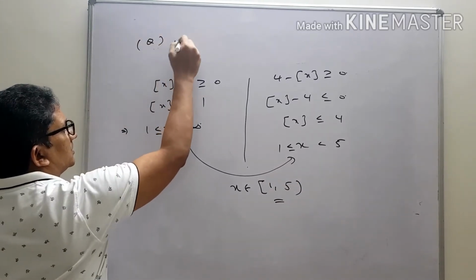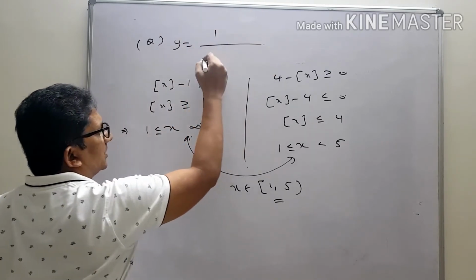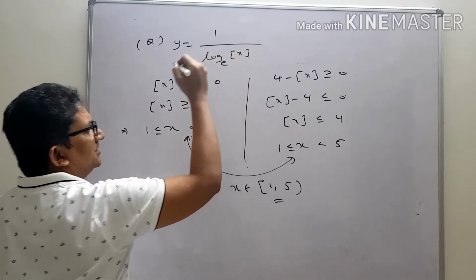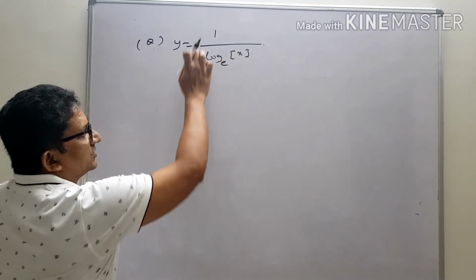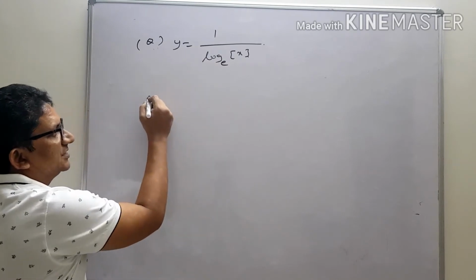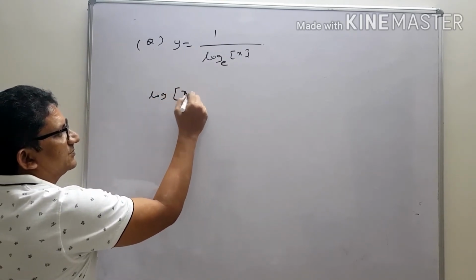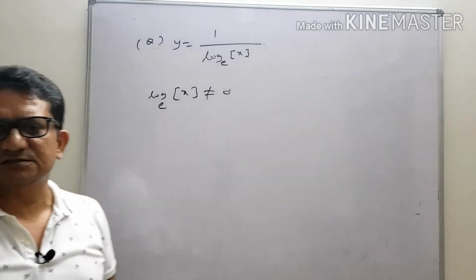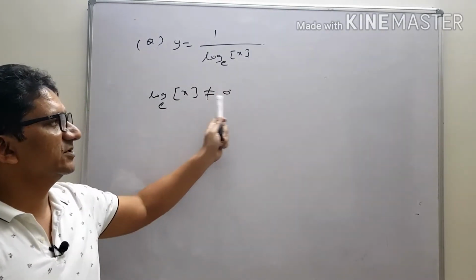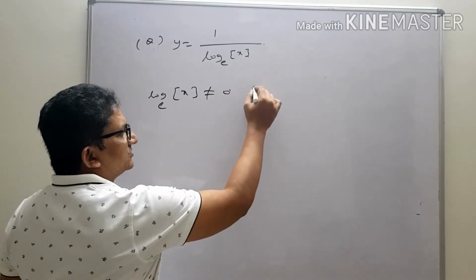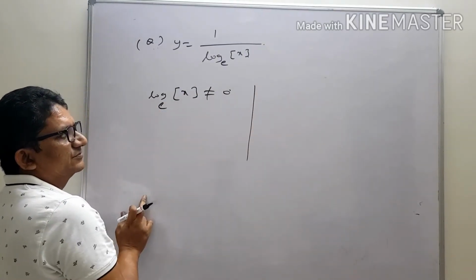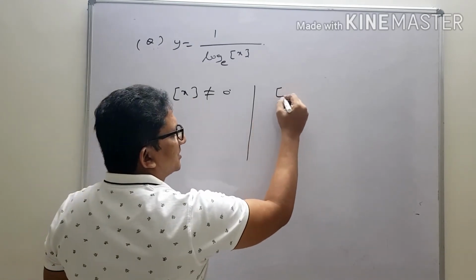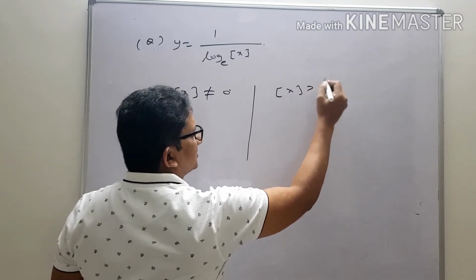Now y equals 1 divided by logarithm of [x] to the base e. Looking at this part, first we maintain that logarithm of [x] to the base e is not equal to 0, because the denominator cannot be 0. After that, we need to think about the logarithmic function. A logarithmic function is defined only when this part is greater than 0. That means [x] should be greater than 0.